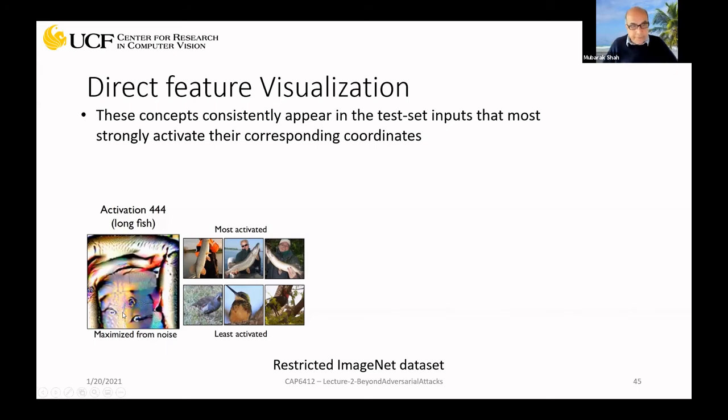Now, when we input real images like this, it gives you maximum response. So it makes sense. As you see, this is the image with the fish and so on. So these images give you maximum response for that particular feature. And when you input these images, it gives you the least response, which makes sense. They don't look like a fish.